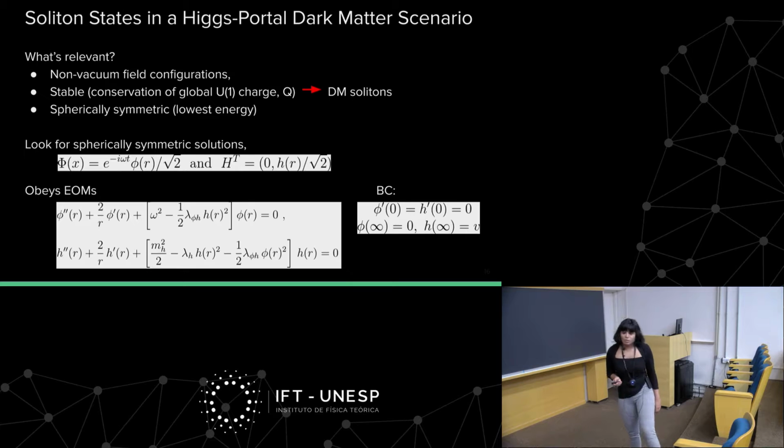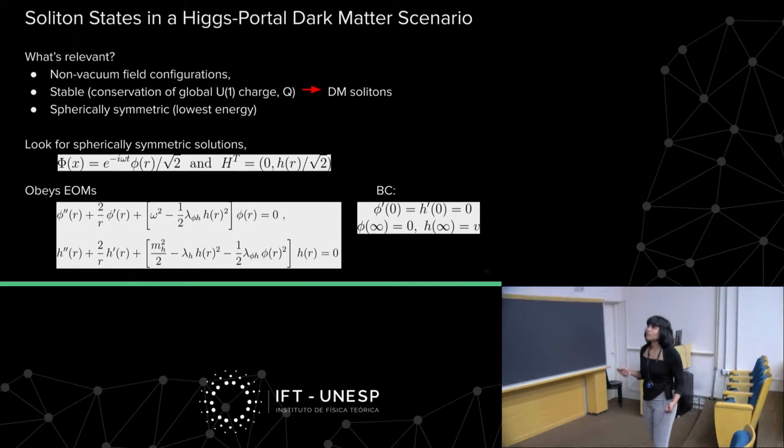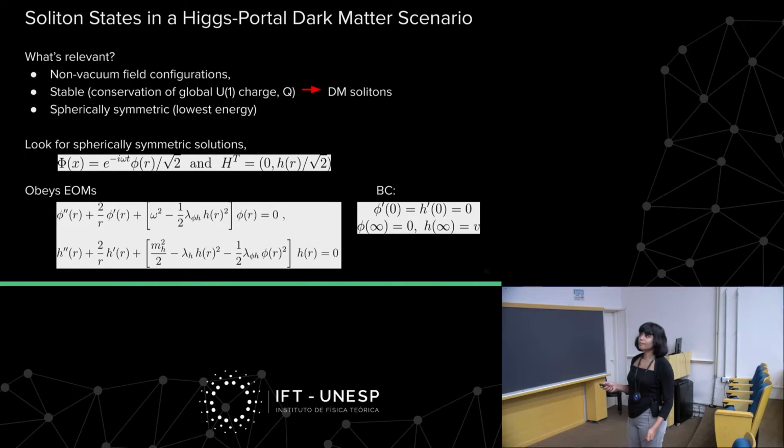So for a soliton, we need a non-vacuum field configuration. We have to make sure that it stays stable, which is easy to get because of the conservation of the global U(1) charge that we have here. And we only look at the spherically symmetric lowest energy solutions. So you already have a dark matter candidate, right?